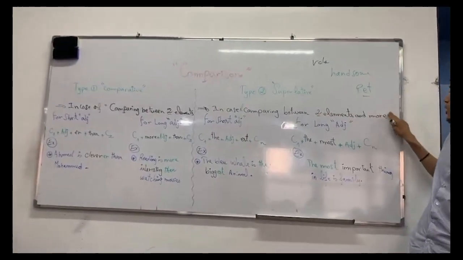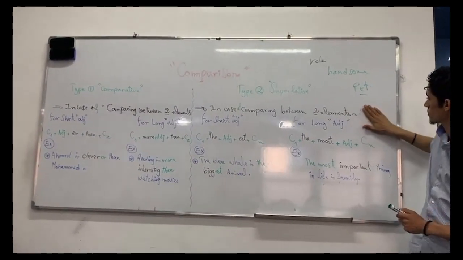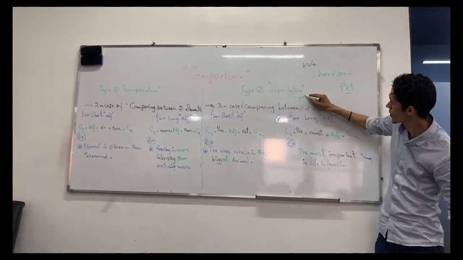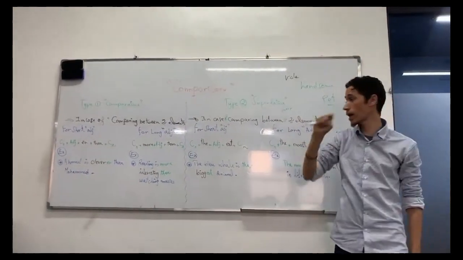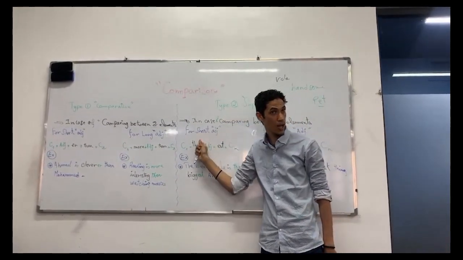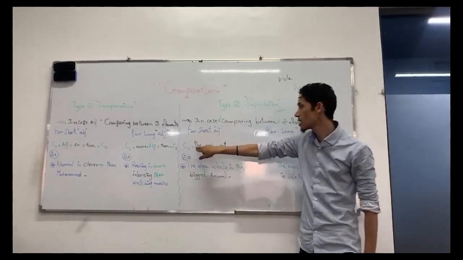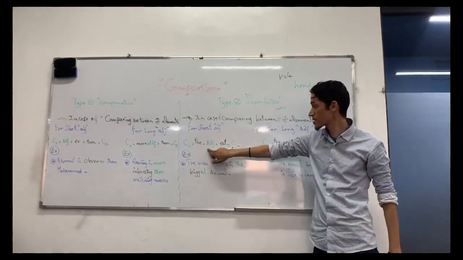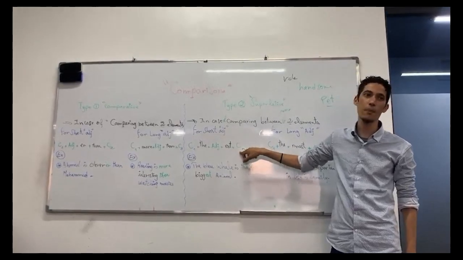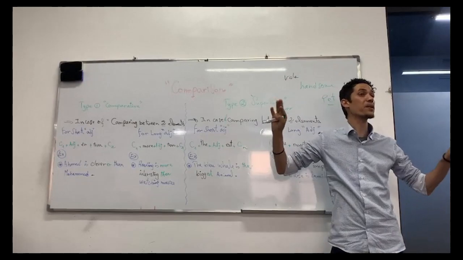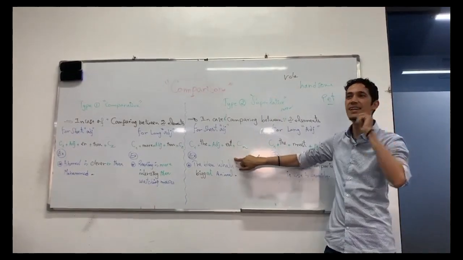Between more than two elements. The same thing: I have two cases, long adjectives and short adjectives. The rule: C1 plus the plus adjective plus est plus the comparing elements. With the comparing elements, what are they? I said I have CN.